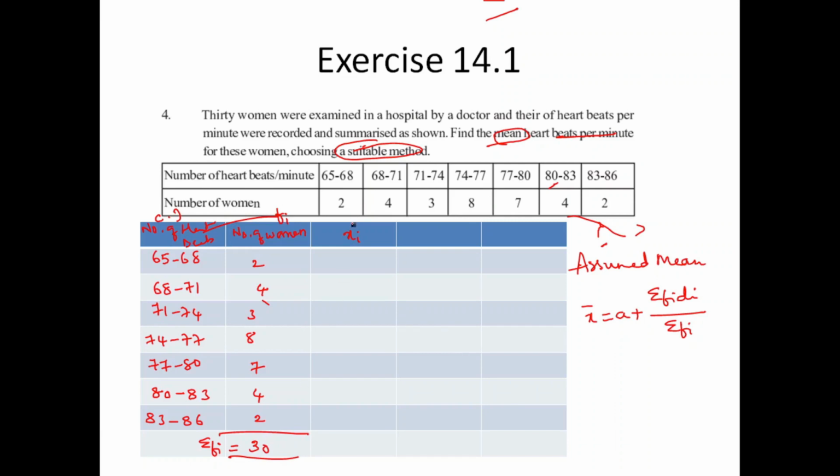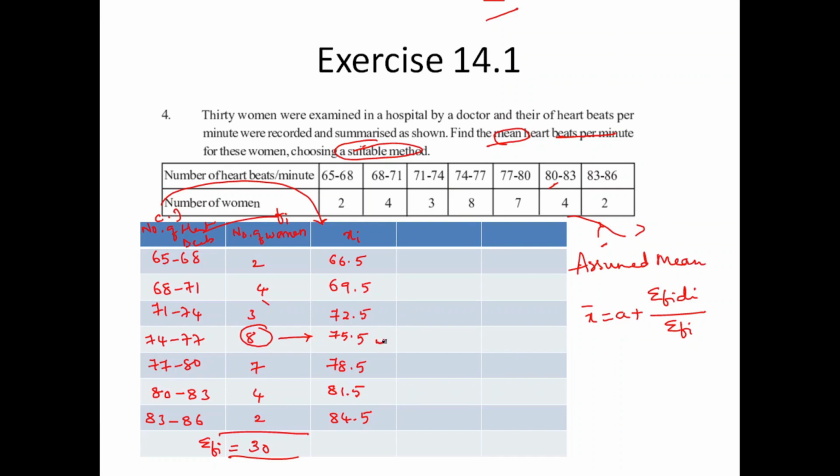Now similarly, you need to find x of i. x of i is the middle value of this class interval. So the middle value of this class interval is 66.5. Similarly, the middle value of this class interval is 69.5. Similarly, here we will get 72.5, here 75.5, here 78.5, here 81.5, here 84.5. And if you observe the frequency here, the highest frequency number is 8.